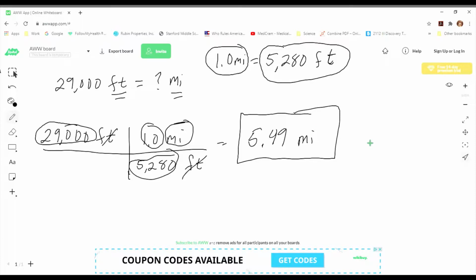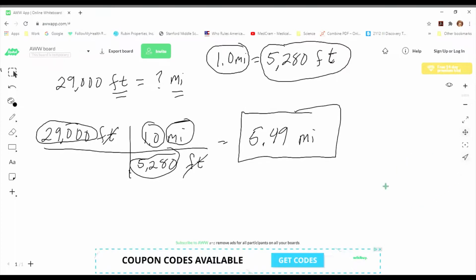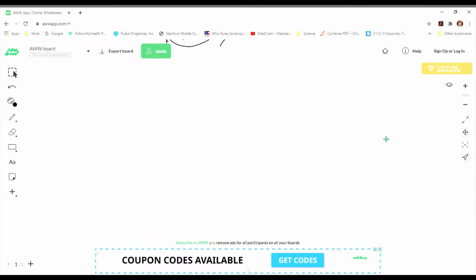Let's do another one. We keep using meters and feet and length, but you can use this with any units. Let's do this. Somebody weighs 180 pounds. Well, how many kilograms is that? Because in other countries, they tell you how many kilos they weigh, not how many pounds.